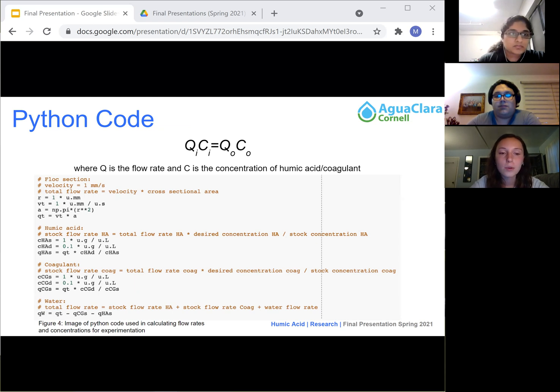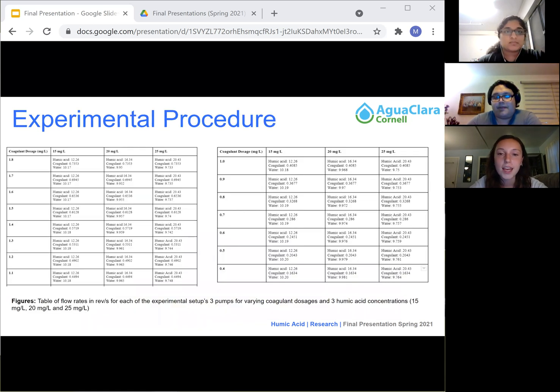And so we used this Python code to create an experimental procedure and plan for different tests that a team could do once they did get into lab. On the next slide is an image of what we came up with for our experimental procedure. So we looked at these 3 different dosages of humic acid and varied the coagulant dosage from 0.4 milligrams per liter to 1.8 milligrams per liter to try to get a good range where we could find the optimal coagulant dosage for each concentration and hopefully find a better linear relationship than past subteams have found.